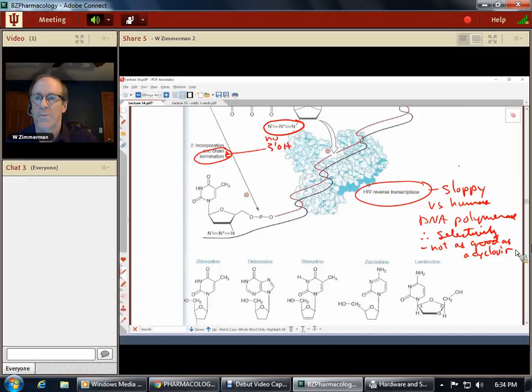Zidovudine was the first one that came out in the early 90s. It was the one the FDA was really slow about releasing because they were worried about side effects and the drug trials, and people were going nuts, going, "We're dying out here, and you're worried if the drug is toxic." Okay.